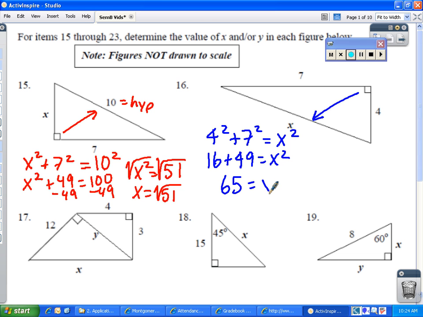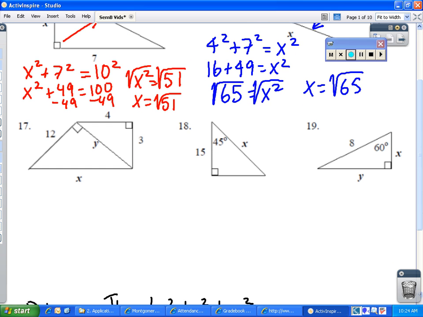65. Let me just check with my calculator. 16 plus 49, yep, 16 plus 49 will be 65. And if I take the square root of both sides, I'm going to get that x is the square root of 65. Let's check to see whether that 65 can be simplified. I know 5 goes into it, but 5 goes into it 13 times. And since 5 and 13, you can't take the square root of either one of them, root 65 is simplified as well.